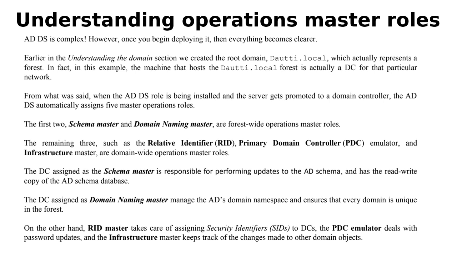The first two, schema master and domain naming master, are forest-wide operations master roles. The remaining three, RID master, primary domain controller emulator, and infrastructure master, are domain-wide operations master roles. This is the operations master roles in the domain controller, and this is how it is constituted.